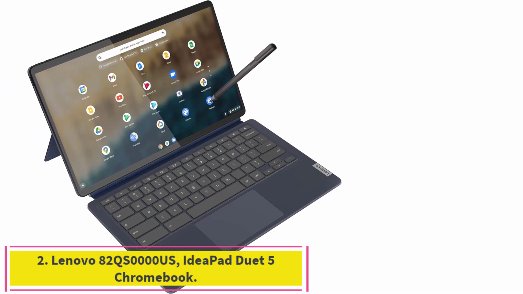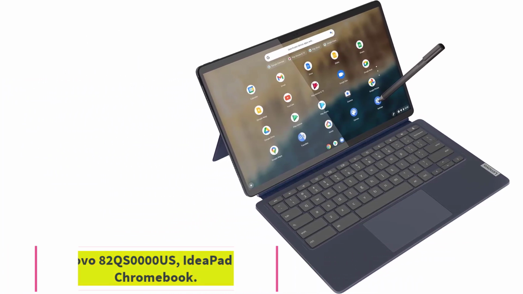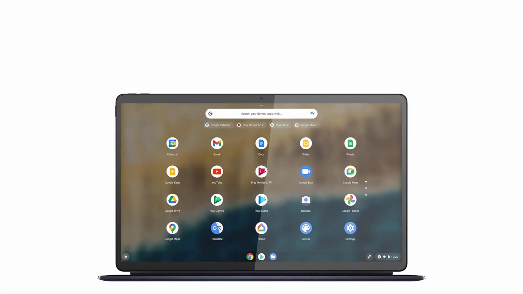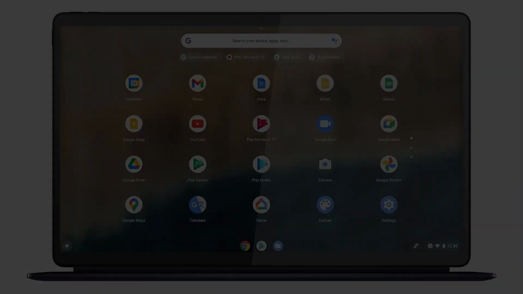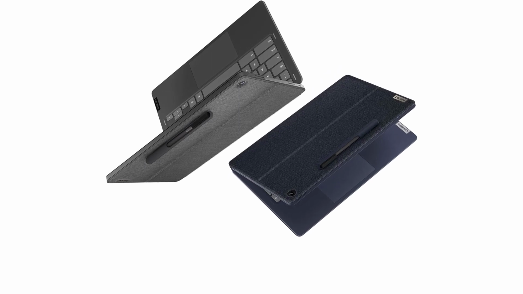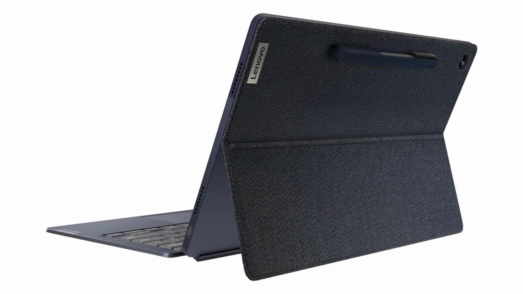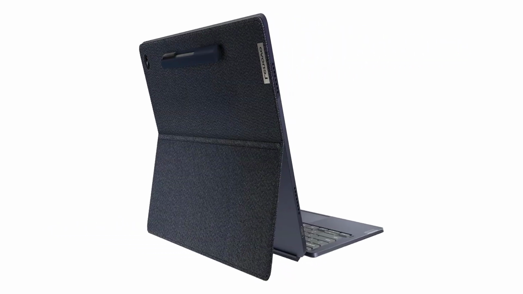Number 2, Lenovo 82QS0000US IdeaPad Duet 5 Chromebook. Many Chromebooks have 2-in-1 functionality that allows the screen to flip around so you can use your clamshell as a tablet, but Lenovo's IdeaPad Duet 5 offers a far more useful laptop-tablet hybrid. Rather than flipping the screen around, you can detach the keyboard entirely, giving you a much more portable tablet experience.